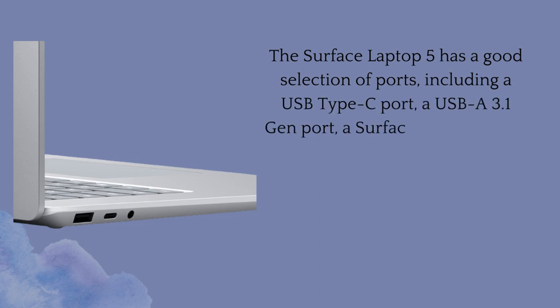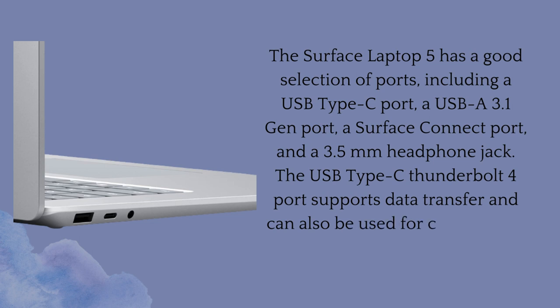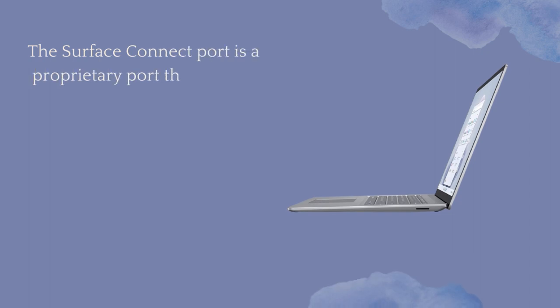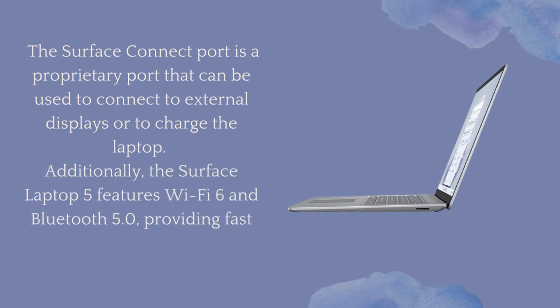Connectivity. The Surface Laptop 5 has a good selection of ports, including a USB Type-C port, a USB-A 3.1 Gen port, a Surface Connect port, and a 3.5mm headphone jack. The USB Type-C Thunderbolt 4 port supports data transfer and can also be used for charging the laptop. The Surface Connect port is a proprietary port that can be used to connect to external displays or to charge the laptop. Additionally, the Surface Laptop 5 features Wi-Fi 6 and Bluetooth 5.0, providing fast and reliable wireless connectivity.